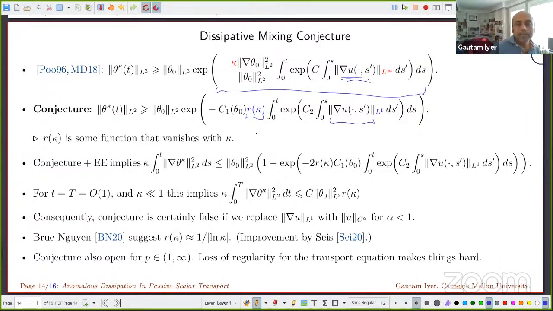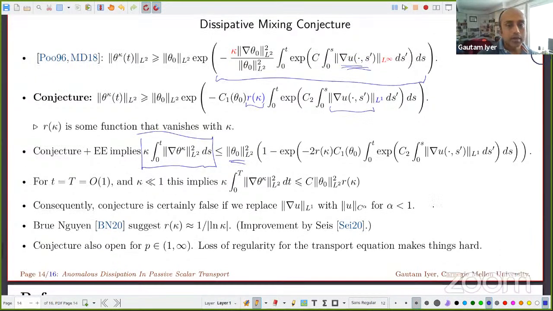Well, why is it related? Why are we thinking about this? Suppose this bound is true for a second. You add to this the energy inequality, just for the advection diffusion equation. So what does it get you? It gets you an upper bound on kappa times the integral in time of the norm of gradient theta kappa squared. What's the upper bound? Well, the initial norm times 1 minus whatever this exponential was.